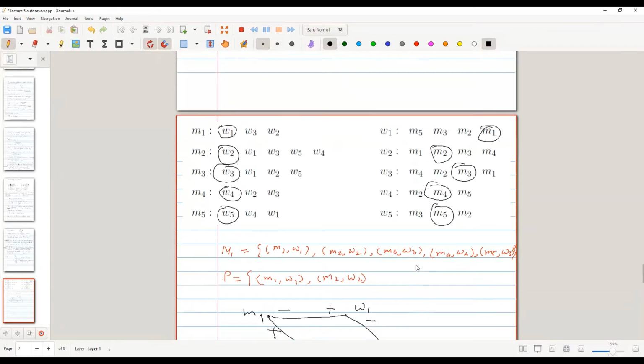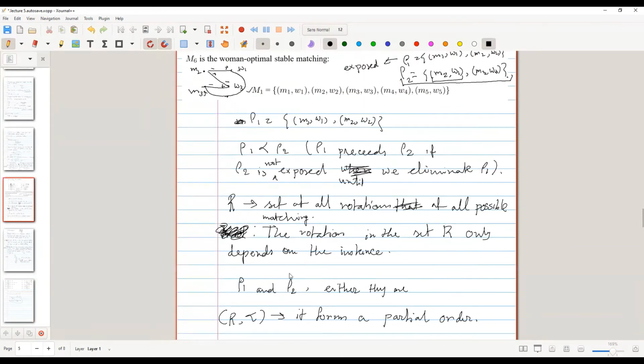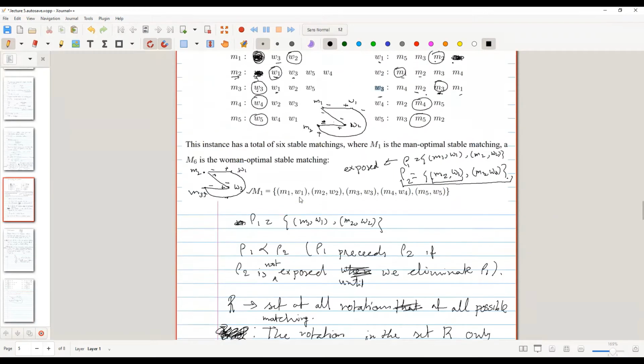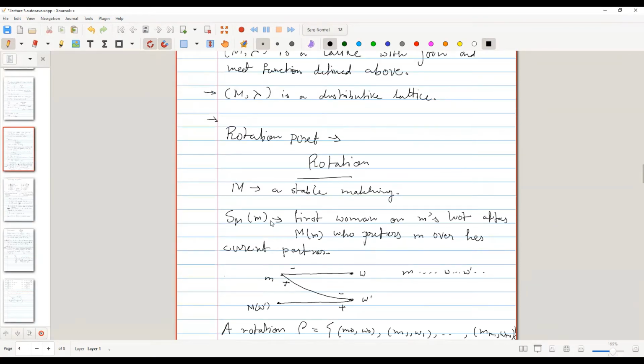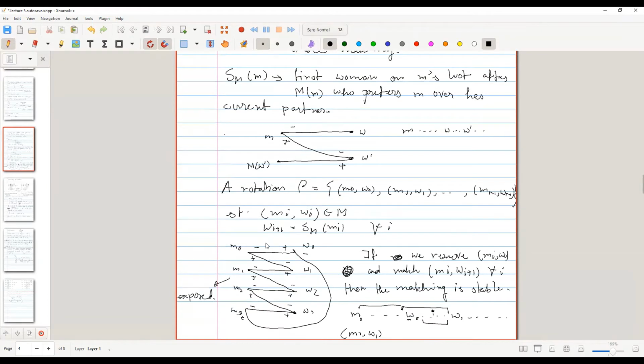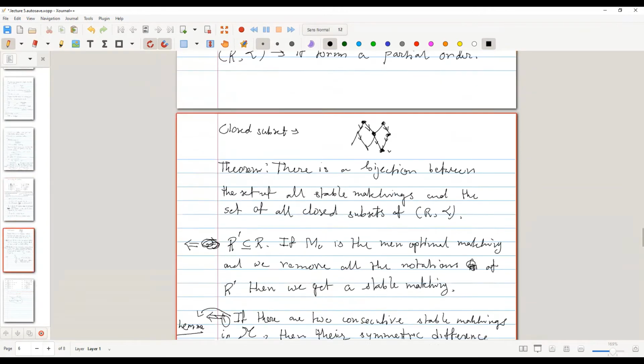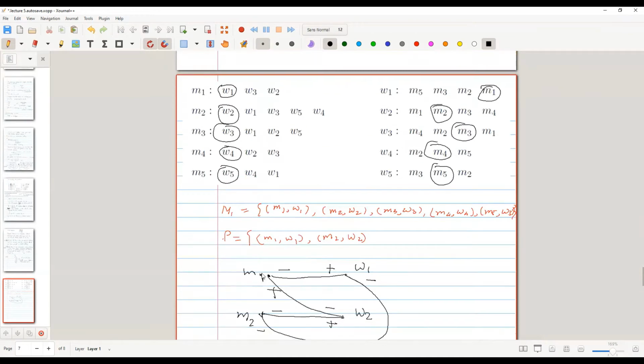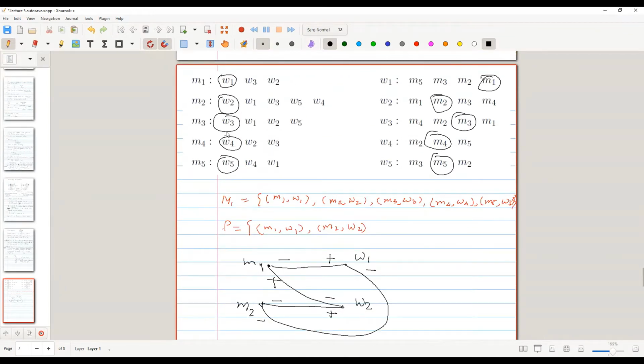Oh, so it has to be the first one, right? Yes. Sorry. It has to be the first one. Yeah, no worries. So what was the definition? If we go back to the definition, s_M(m) was the first woman in M's preference list, after his current partner, who prefers M over her current partner. That is the s_M. So here we are assuming that M_i, W_i are all in the matching, and W_{i+1} is the s_M of M_i. Here the rotation is correct, but the problem is that W3 is not the s_M of M2, right?